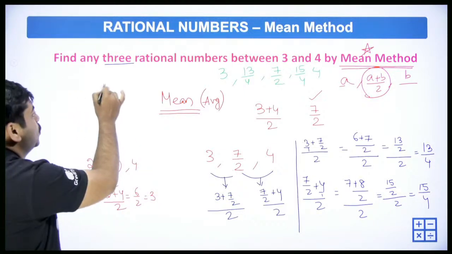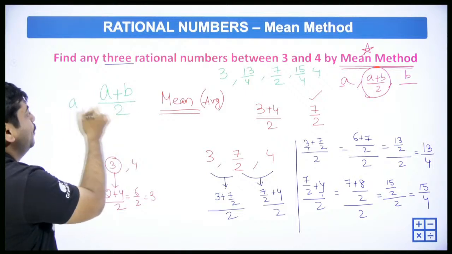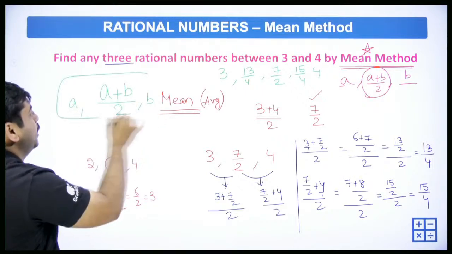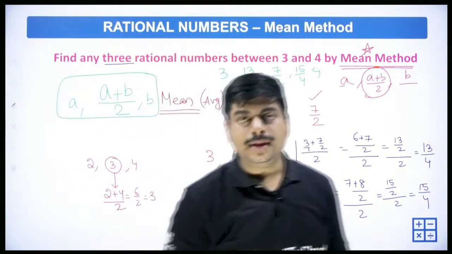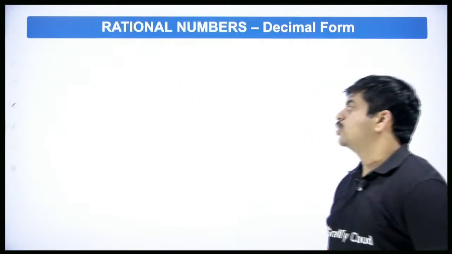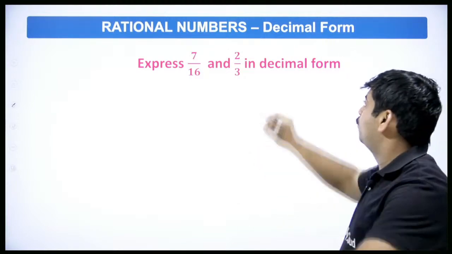The mean method always says that (A plus B) by 2 is a number in between A and B. (A plus B) by 2 is a number between A and B. Right. Let's move on to the next question. Express 7 by 16 and 2 by 3 in decimal form.